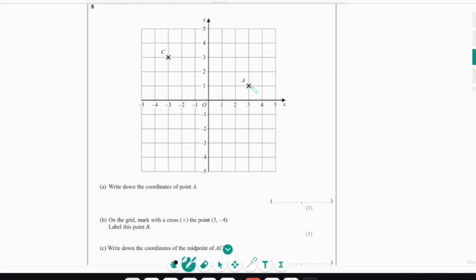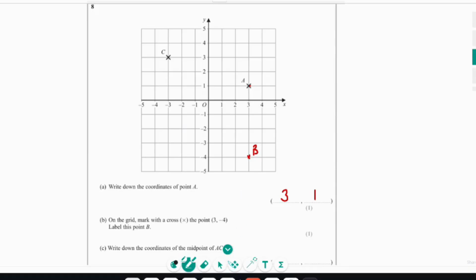Question 8. Write down the coordinates of A. So it goes X, then Y. Your X coordinate is 3, your Y coordinate is 1. On the grid, mark with a cross the point (3, -4). So you go across 3, down minus 4, that is the point B.